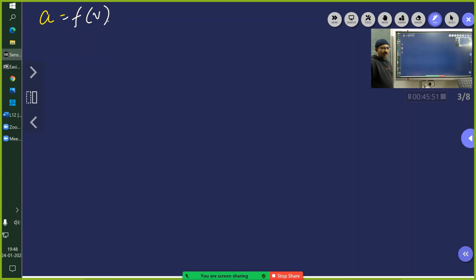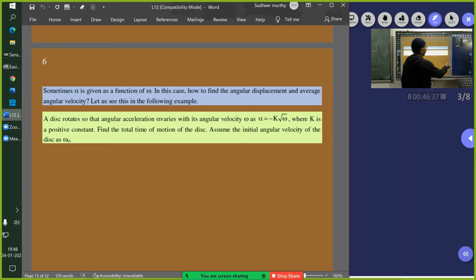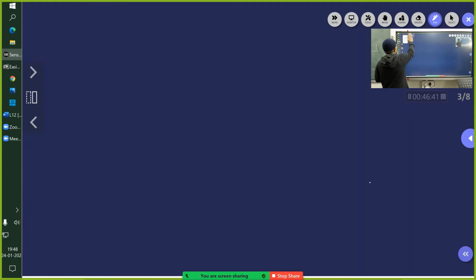How did you handle this? Directly you handle this: alpha is equal to minus k omega. That is with respect to x; here with theta, you are going to slightly complicate it if you do it like that. They are asking how to find angular displacement. Find the total time of motion, where k is a positive constant. Assume the initial angular velocity to be omega naught. Okay, you start with something basic. You start with something, you might get something.